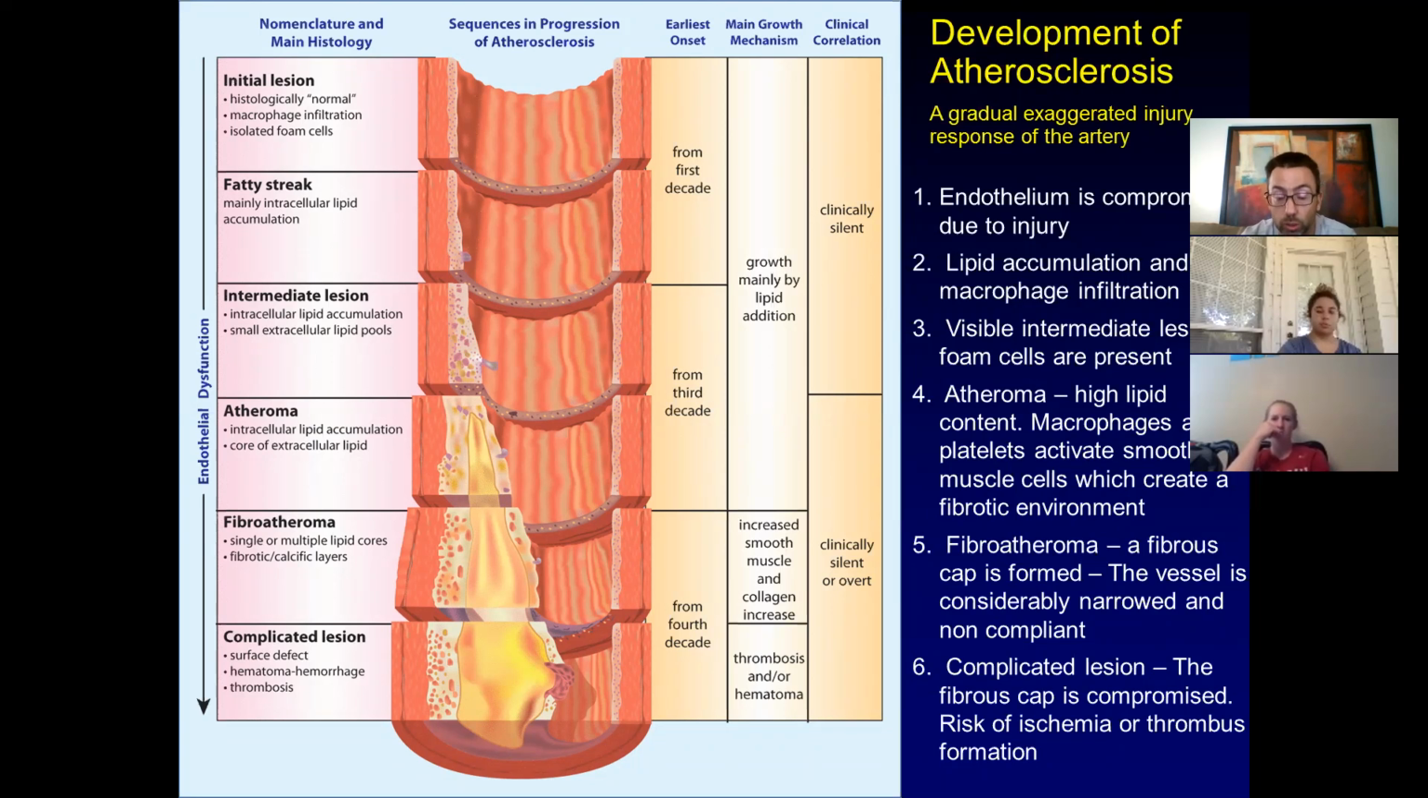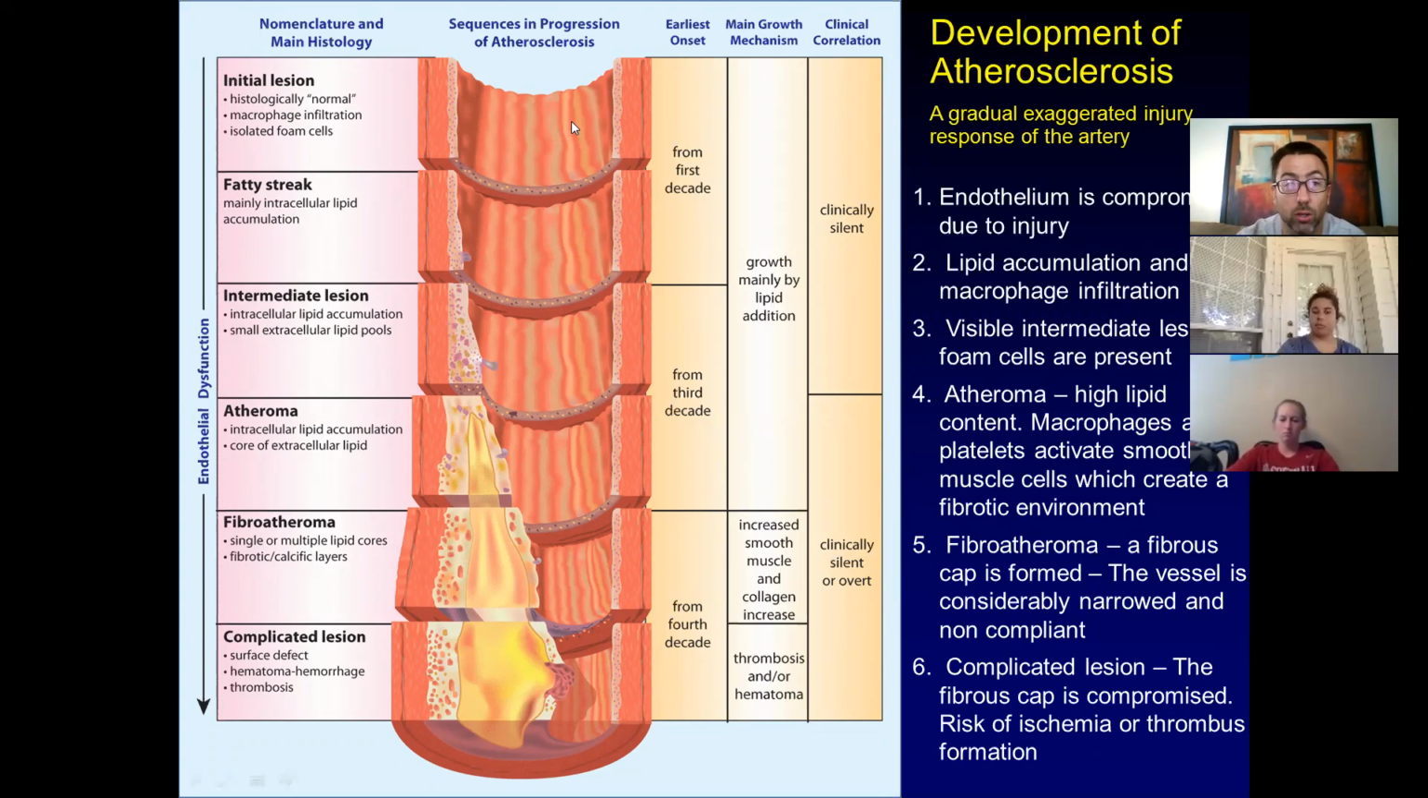So it tends to affect arteries that are closer to the heart and ones where there's a lot of flow and a lot of pressure. Carotids and coronaries are the primary ones where we're going to see a lot of this. The initial event in the development of atherosclerosis is an injury to, or an insult to, the inner lining of an artery.